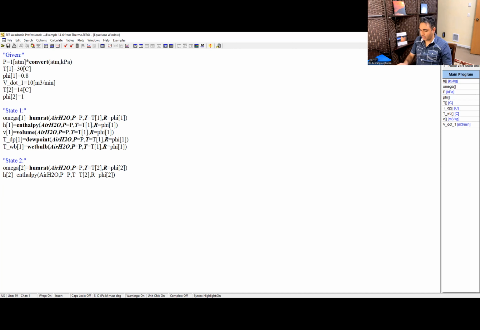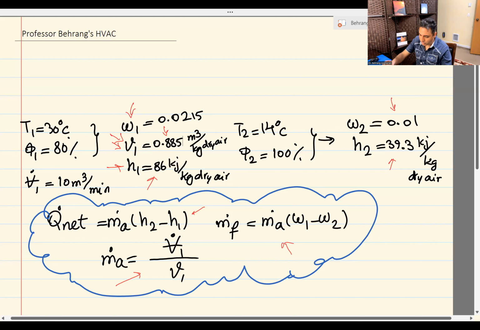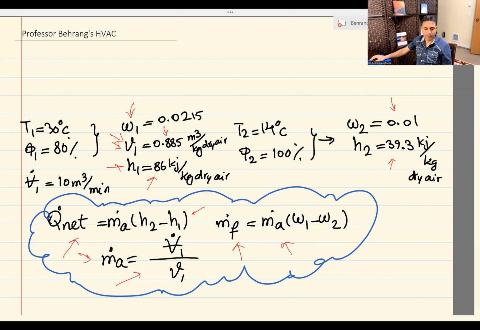It's good to know. Now let's move on to the solution of the problem. The solution is basically we just apply the equations that we had. We had only 3 equations. That's all I needed. What were those equations? Let's just look at them one more time. One equation for Q dot net, one equation for m dot a, and one equation for m dot of the condensate. I'm going to apply these 3 equations, problem solved. That's the end of the video. We're good to go.